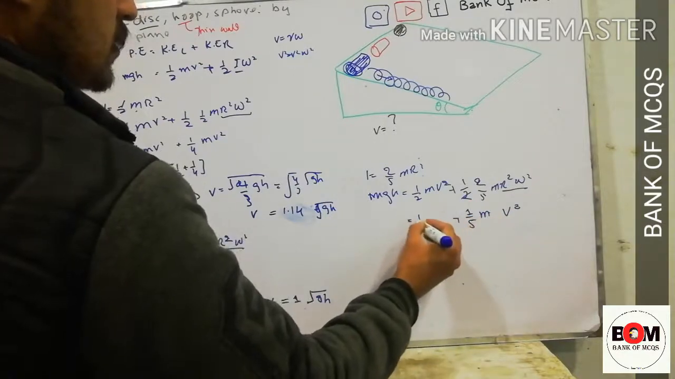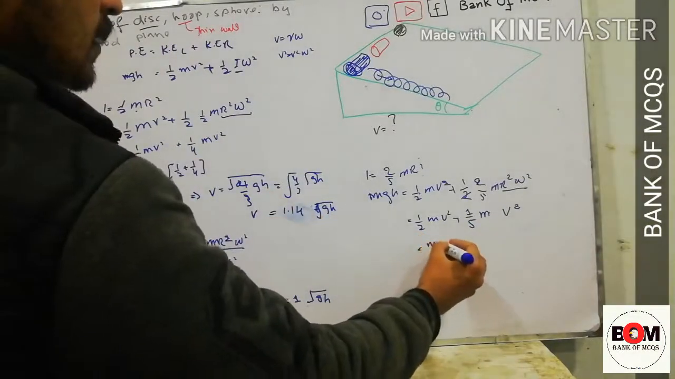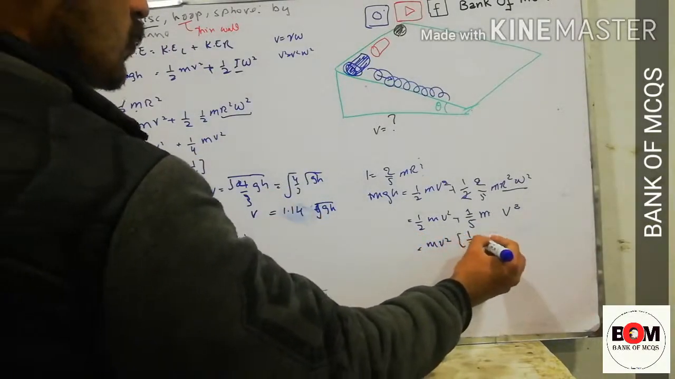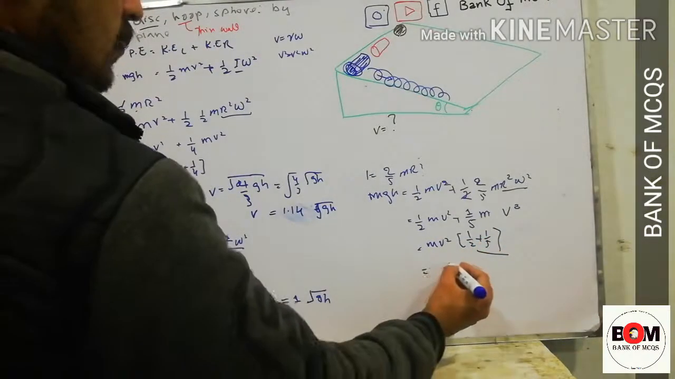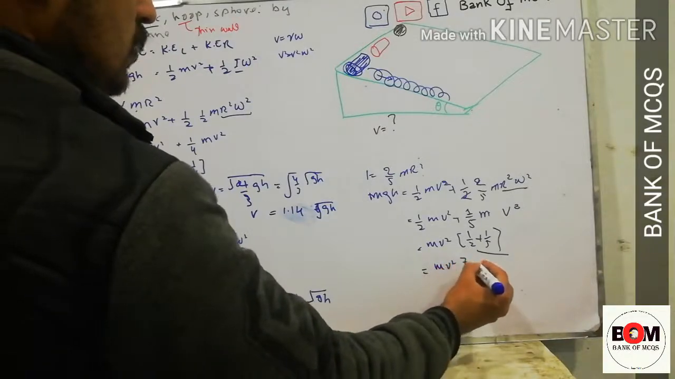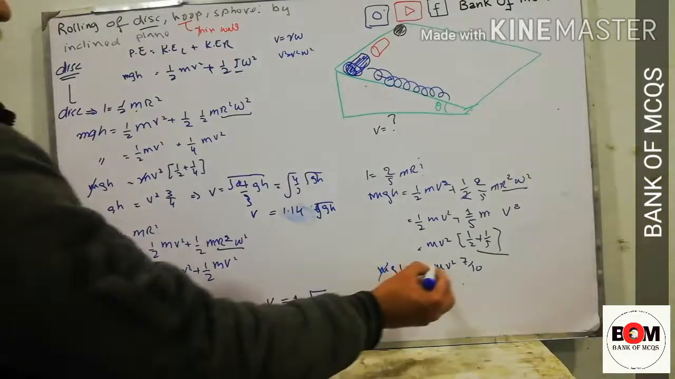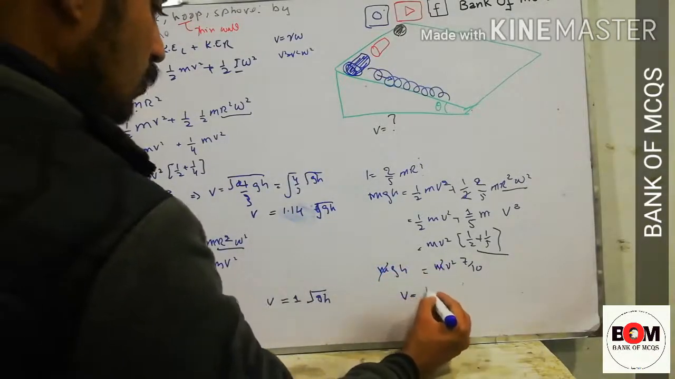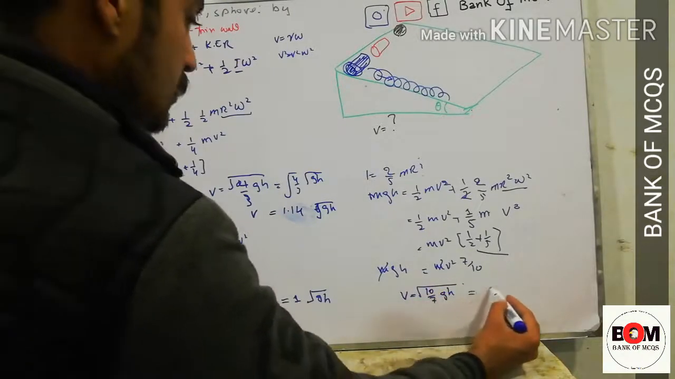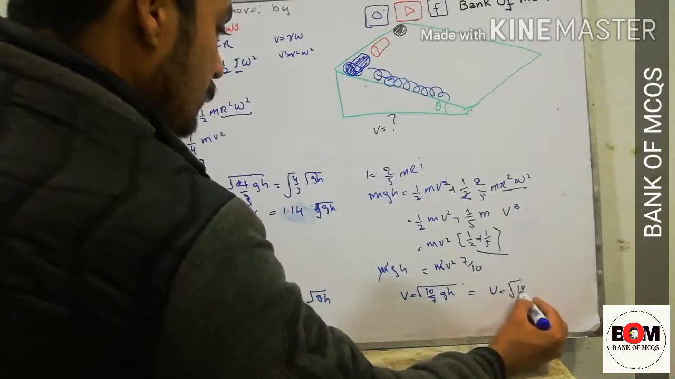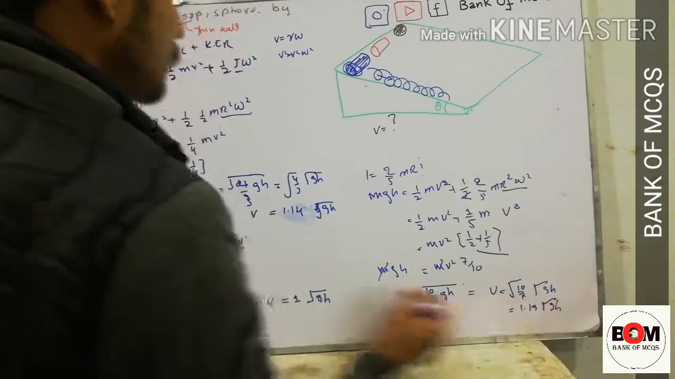So the equation becomes half mv square plus 1 by 5 mv square. Taking mv square common, we get 1 by 2 plus 1 by 5. Taking LCM, it will be 10, so 5 plus 2 is equal to 7 by 10. So mgh is equal to mv square into 7 by 10. m cancels with m, so we get v is equal to under root 10 by 7 gh, or 1.19 under root gh.